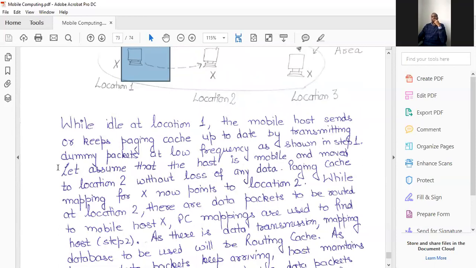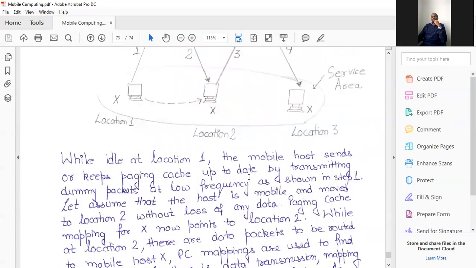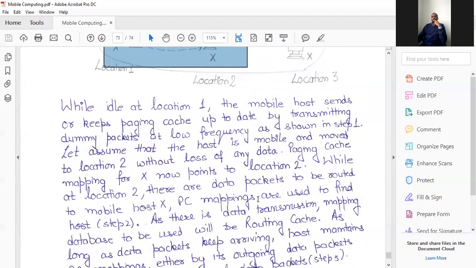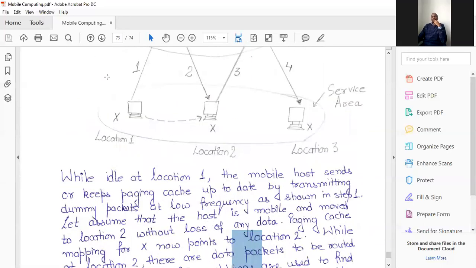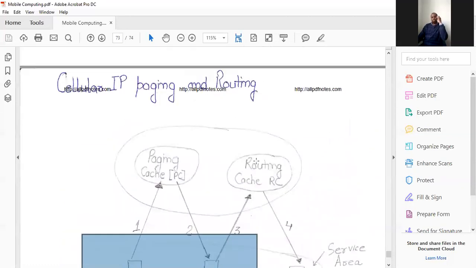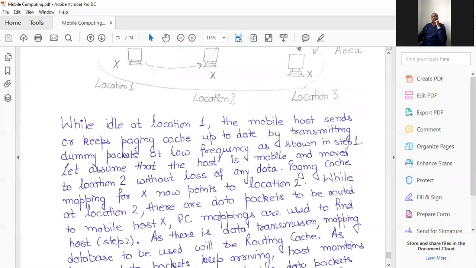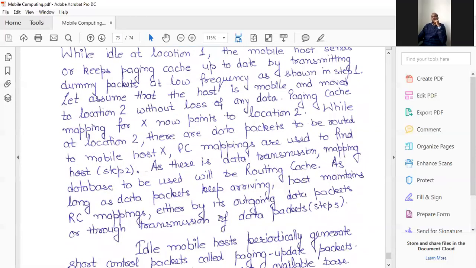Then, if we assume that the host is mobile, meaning that it's now changing location from location 1 to location 2, we assume that the host is mobile and moves to location 2 without loss of data, then paging cache mapping for X now points to location 2. What that means is that if location changes from one point to another, then of course paging will have to update. It will have to update the IP address of the mobile device in its new location.